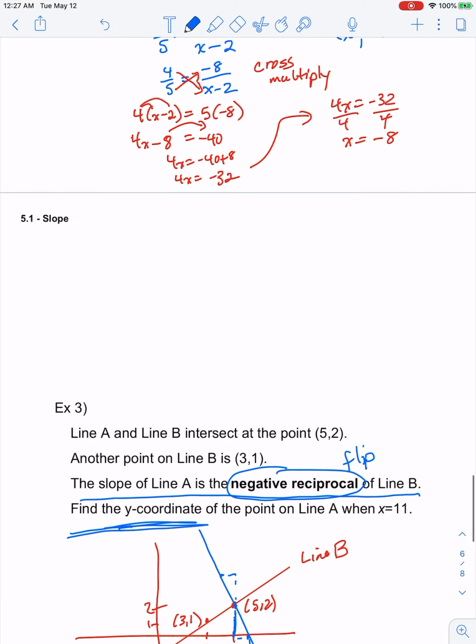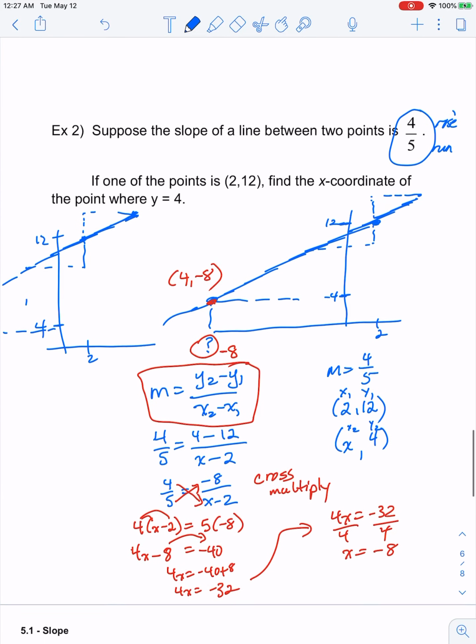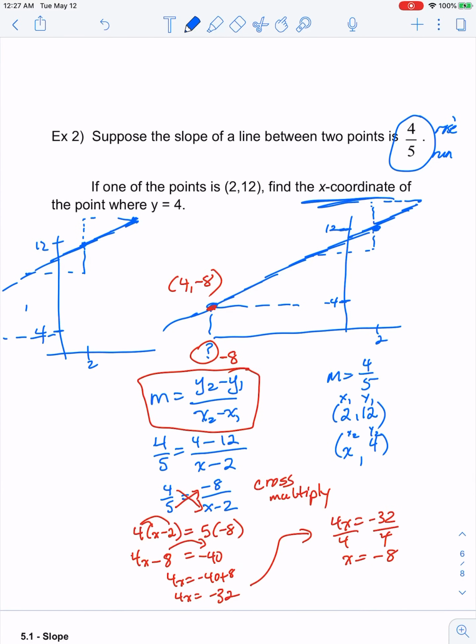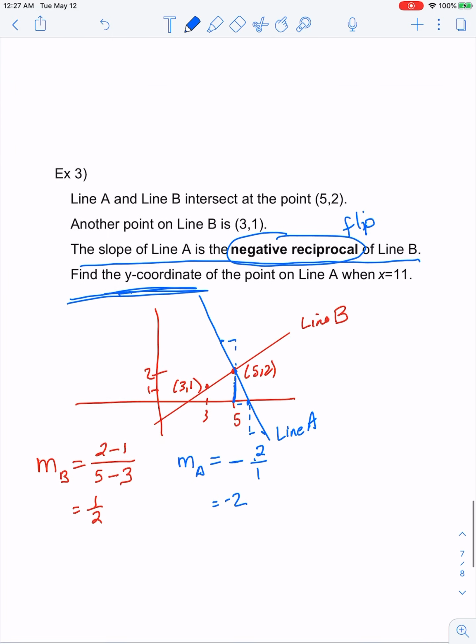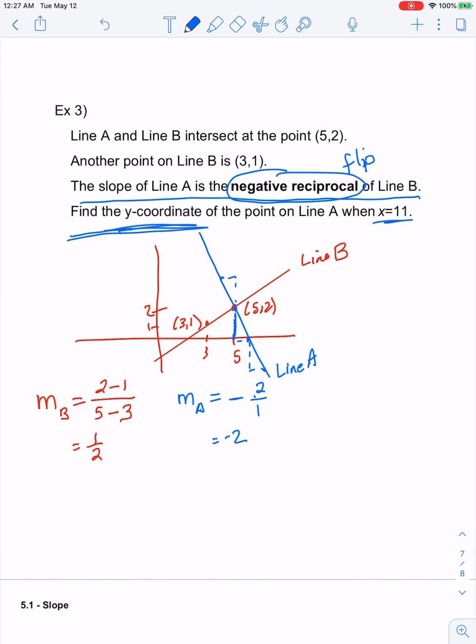So this time we want to find the y-coordinate. In the last question, we wanted to find the x-coordinate. This time we want to find the y-coordinate when the x-coordinate is 11. So if I go way over here at 11, this line's going to keep going, and at some point there's going to be a point where the x-coordinate is 11, and the question is, what's the y-coordinate? We're going to do it the same way we did the last question.